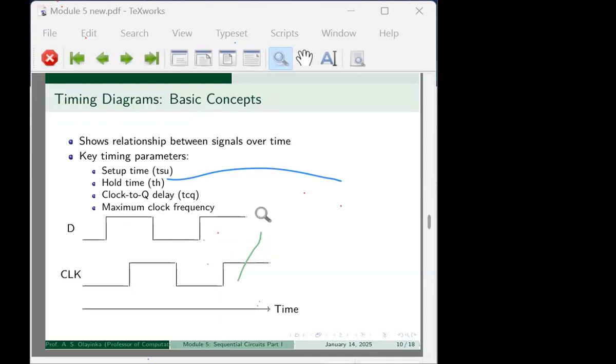Some of the basic parameters we look for are the setup time, the hold time, the clock to Q delay time, TCQ, and the maximum clock frequency. These are some of the things we look out for when we talk about the timing diagram. The basic thing it does for us is help us have a clear understanding of what the output signal of any of these flip-flops will look like. So that is basically the idea of what the timing diagram gives us.